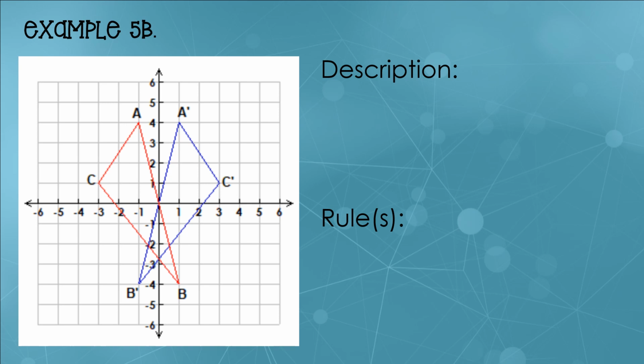So for example 5b, the middle between A and A prime is right here, this vertical line. And that is the y-axis. So this is a reflection over the y-axis. The rule for reflecting over the y-axis in shorthand notation is the r and then the subscript of y-axis.